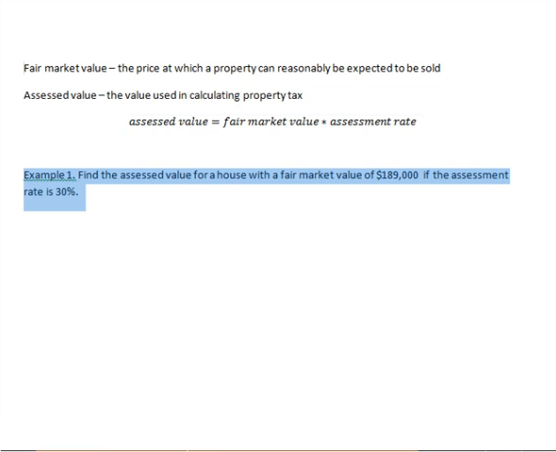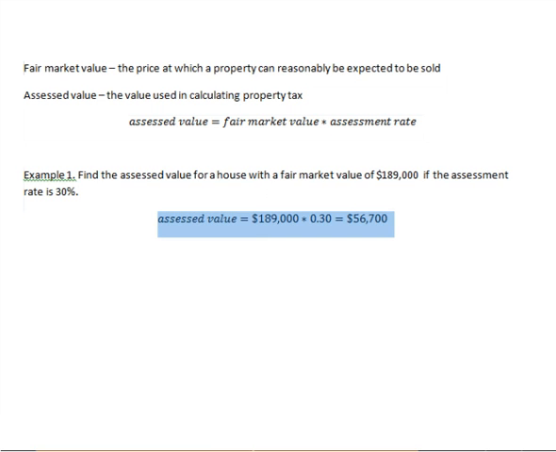In the first one, we're going to find the assessed value for a house with a fair market value of $189,000 if the assessment rate is 30%. All right, so we're going to convert that 30% to a decimal, 0.3, and we just multiply those two values together. So $189,000 times 0.3 will give you $56,700. So the assessed value for that house is $56,700.